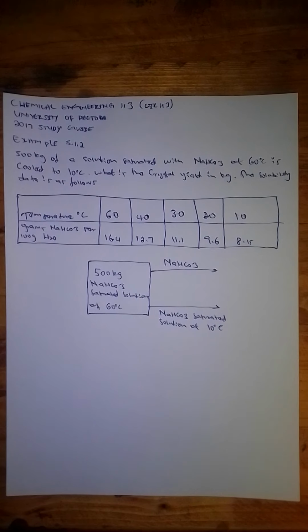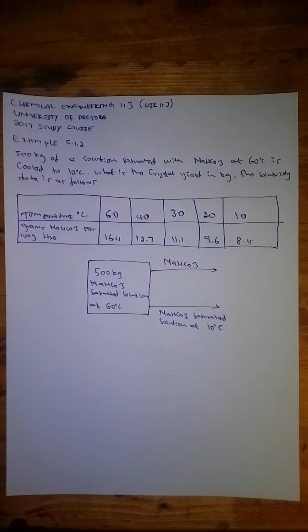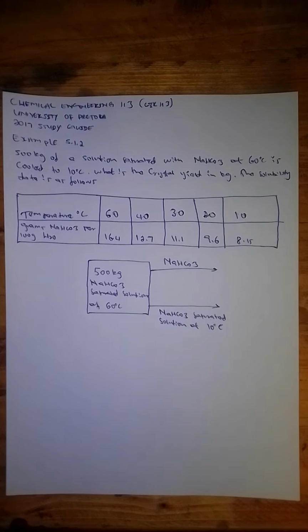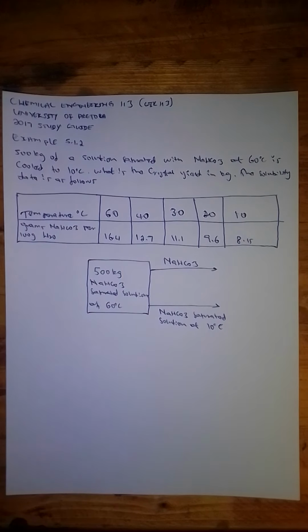We're continuing with our 2017 study guide of CRR 113. We're looking at example 5.1.2. It says 500 kilograms of a solution saturated with NaHCO3 at 60 degrees is cooled to 10 degrees Celsius. Now the question is, what is the crystal yield in kilograms? It goes further to say that the solubility data is as follows, and it shows the table there. There's an illustration and a diagram here.